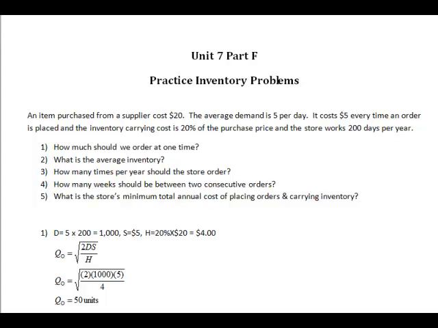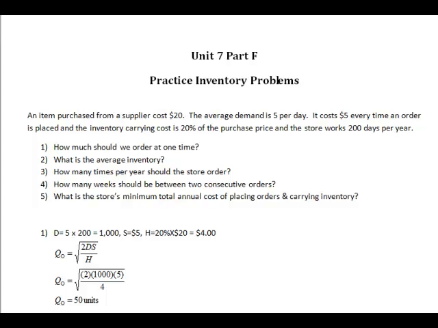So first thing we want to know is how much should we order at one time? So how much should we order every time we order? So let's identify our variables here, starting with the variable D, which is annual demand. So we have an average demand of 5 per day, and we work 200 days per year. So our annual demand will be 1,000 units per year. Our ordering cost, which is represented by the letter S, is $5.